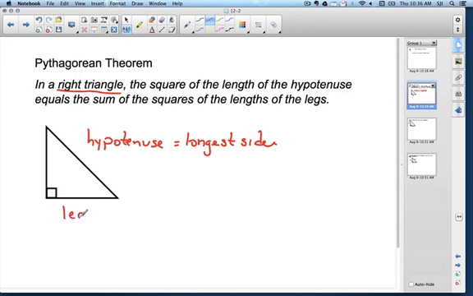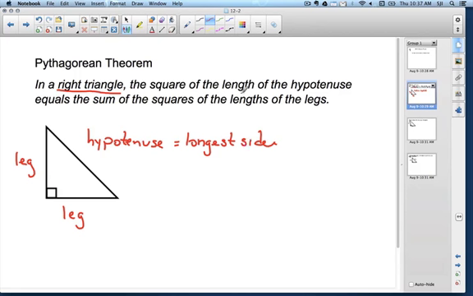So this right here is a leg, and this right here is the other leg. The sides that are right next to or touch the right angle, so this side right here and this side right here, these are known as the legs. So the sides next to the right angle are known as the legs, and the side directly across from the right angle is known as the hypotenuse.